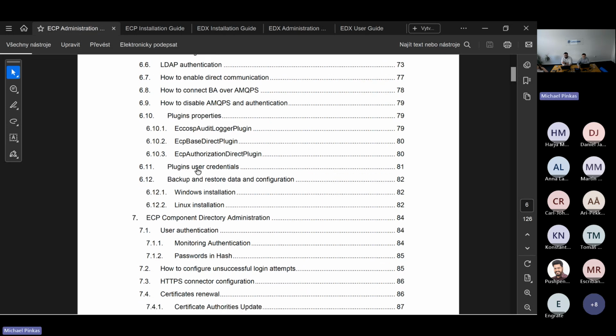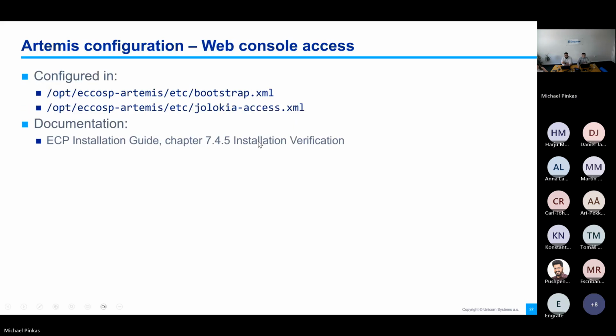Next, we have user credentials for the plugins and how to backup and restore the configuration. We have gone through these files, but the Bootstrap XML and Jolokia access, as mentioned, are used to configure the access to the web console. By default, only access from the localhost is configured. In case we want to access it from a different place, we would put the IP address of the server or the four zeros.